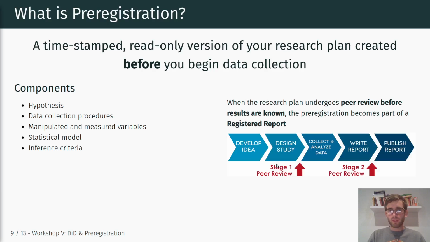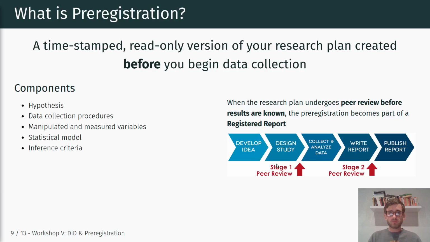Another important thing to note here is that one way to do this is to register your design, collect your data, write your paper, and then ultimately submit this to a journal, including the pre-registration. But there's also the possibility, and some journals in political science now allow for this possibility as well, to submit what is called a pre-registered report.